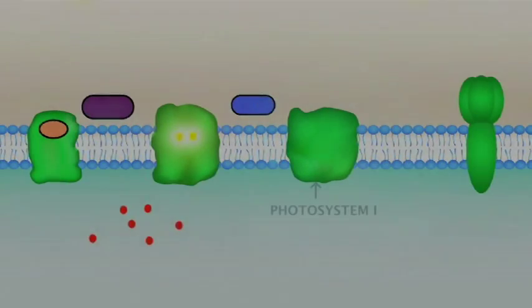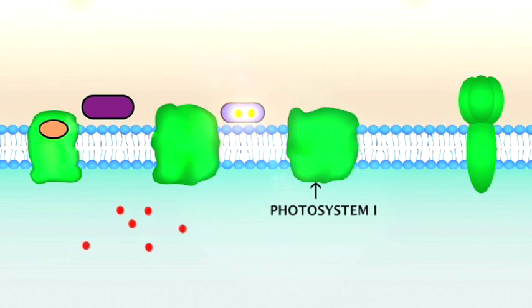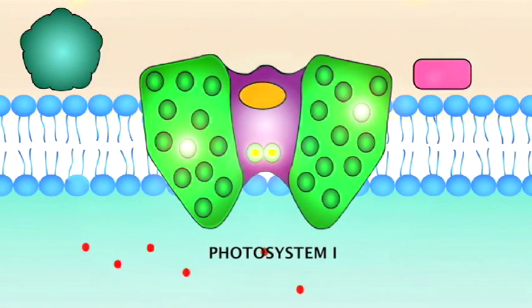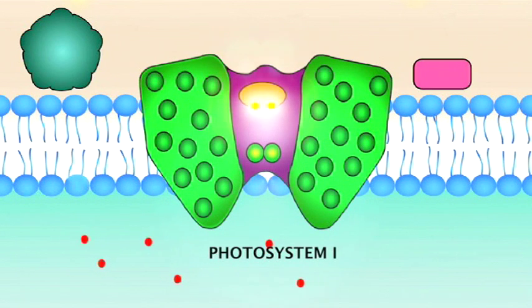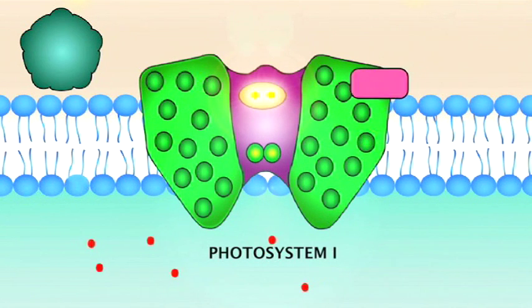Returning now to photosystem 1, we find that the de-energized electrons from the cytochrome B6F complex are delivered directly to the reaction center pair of chlorophyll molecules. Here, they receive an extra boost of light energy before being passed down another electron transport chain, which ends with a mobile transport molecule called ferredoxin.